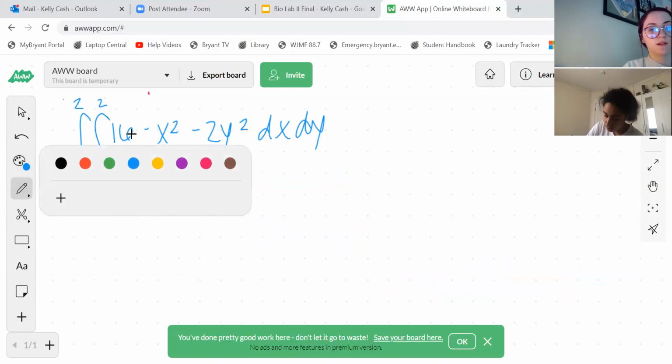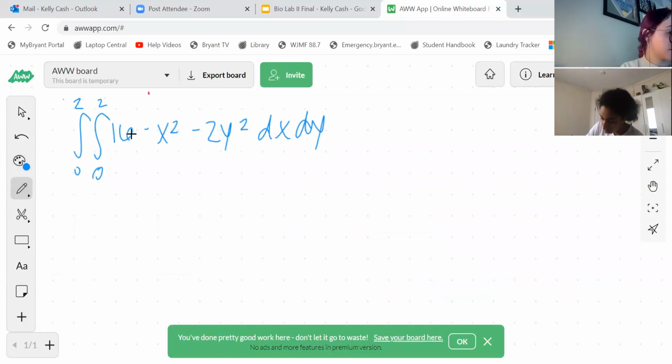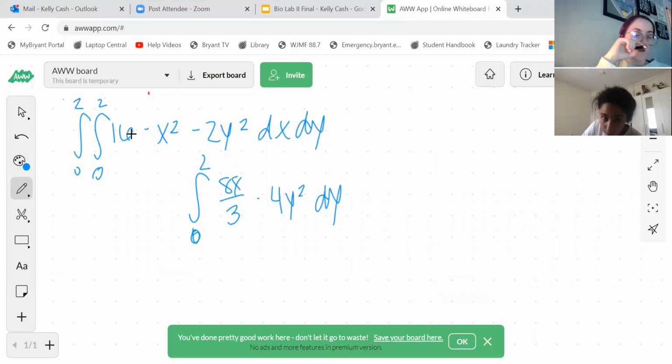All right, so now we're going to integrate it again with respect to y this time. So the integral is still 0 to 2. And now we have 88/3 minus 4y squared dy. Minus 4y squared, you said? Yeah, sorry.